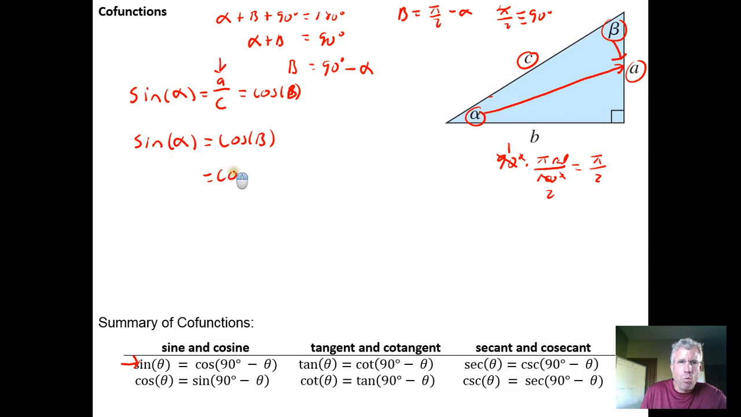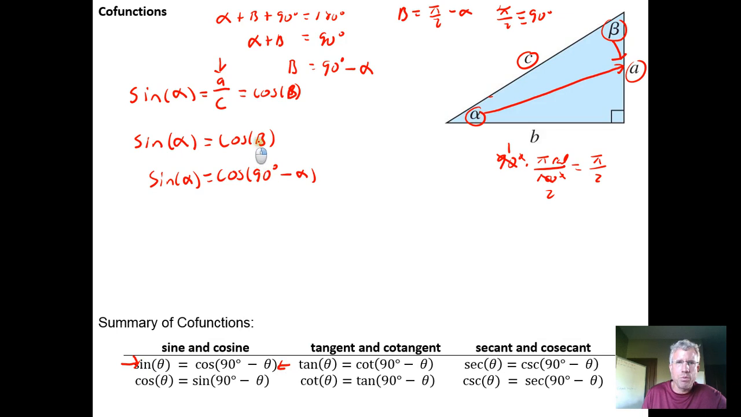But what is beta? Well, beta is just 90 degrees minus alpha. So the sine of alpha and the cosine of 90 degrees minus alpha are the same. And that establishes this first result.